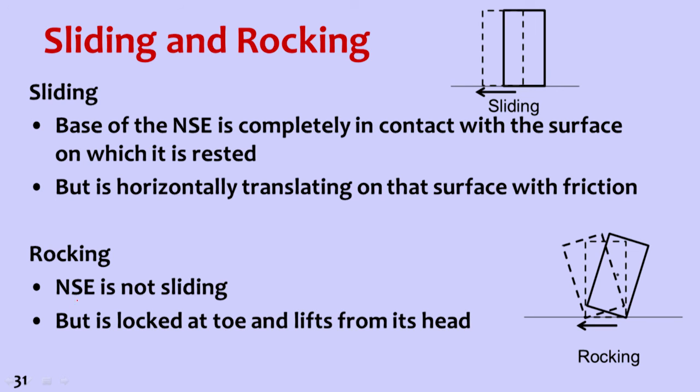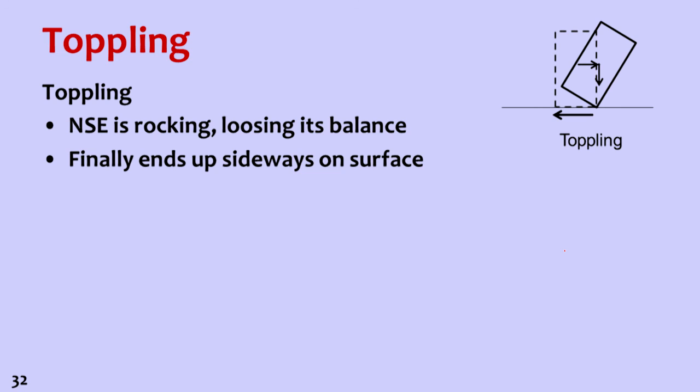And then rocking. The non-structural element is not sliding, but it is locked at the toe and lifts its head, something like this. If you move it, it is locked at the toe and lifting from the heel. Or if you look from the other direction, it is locked at the toe here and lifting from the heel. Then the third one is toppling. Toppling is when the non-structural element is rocking, loses its balance, and finally ends up sideways on the surface. When this condition comes, we will discuss.